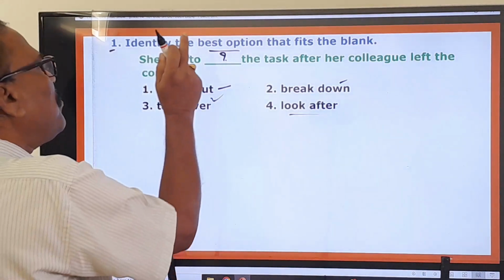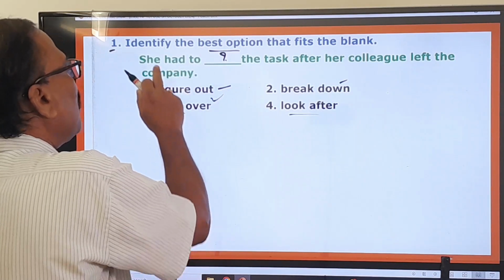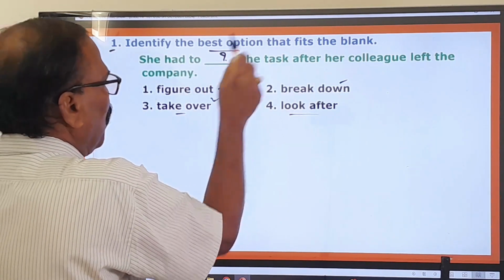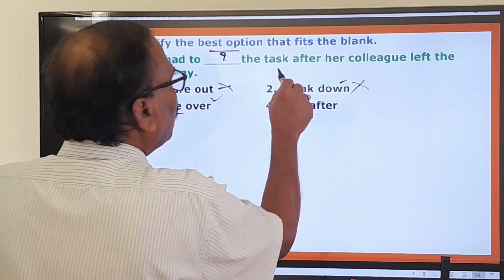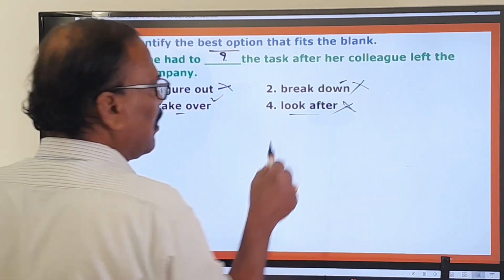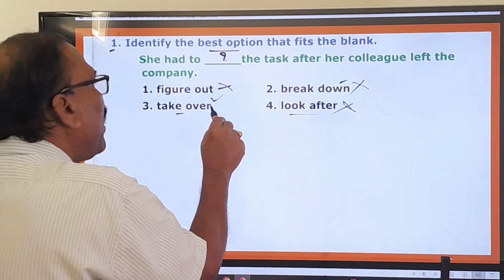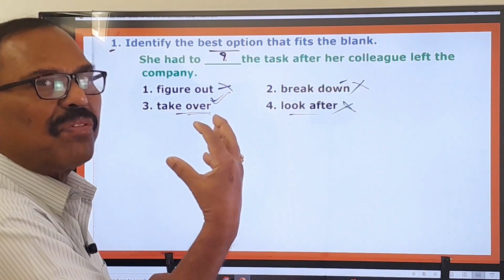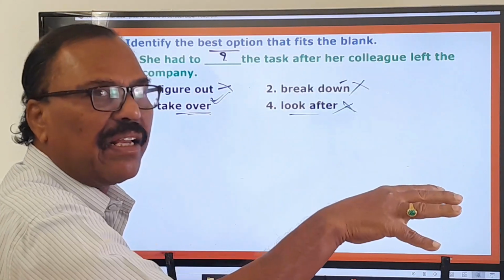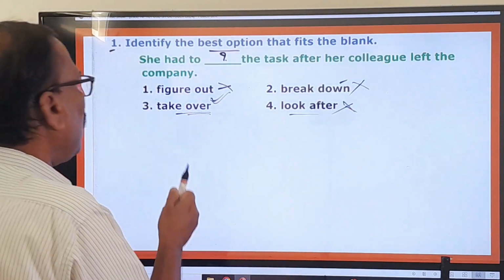And now what is to be used in this blank? She had to figure out the task? No. She had to break down? No. She had to look after the task? No. Nobody will look after the task. She had to take over. Take over means take up. Whatever work is remaining there, you take up. So that is called a takeover.